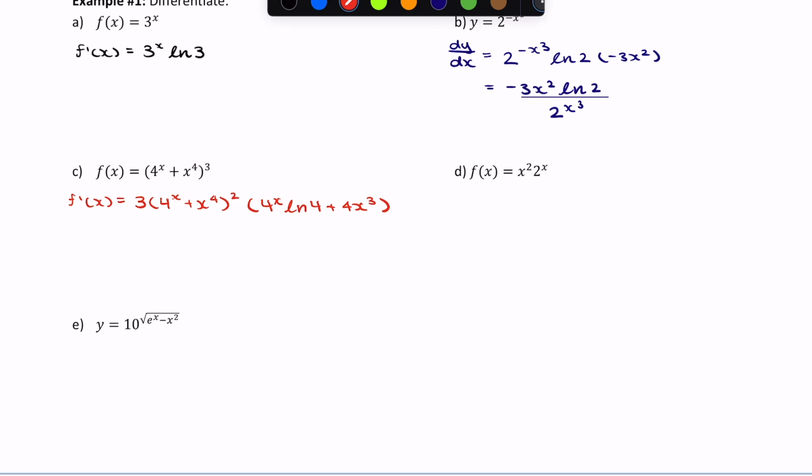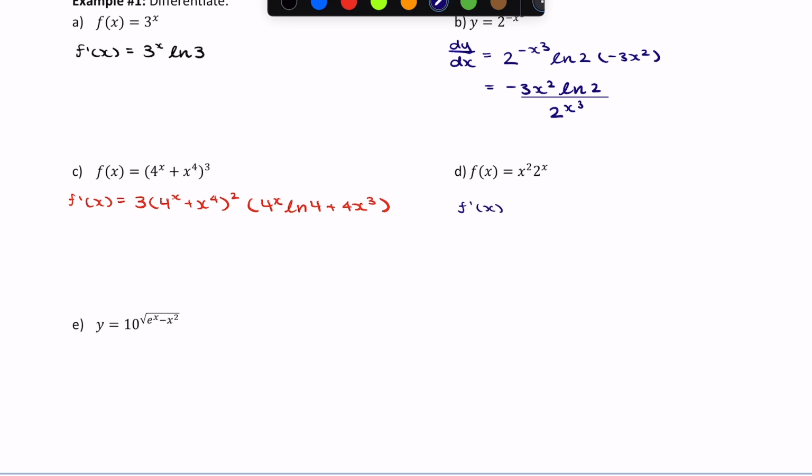Okay, let's look at this next one for d. We have f of x is equal to x squared times 2 to the power of x. So here we're going to use the product rule to derive this. So here we have x squared, and we have 2 to the power of x.